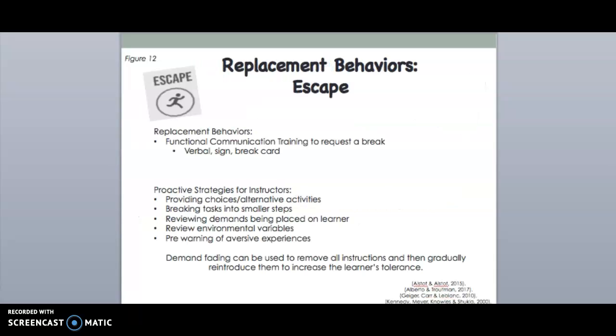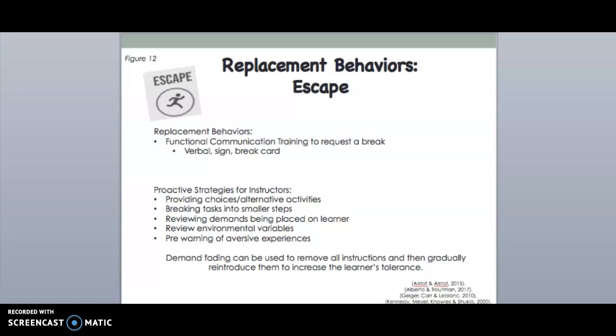An example of a replacement behavior that could be implemented to address escape-seeking behaviors would be functional communication training to appropriately request a break or to request help from an adult when assigned a difficult task. This can be done through a verbal request, sign language, a break card, or the use of a communication device. Examples of proactive strategies that instructors can implement to address escape-seeking behaviors can include providing choices, breaking tasks into smaller steps, pre-warning of aversive experiences, and having times that non-preferred tasks are removed.